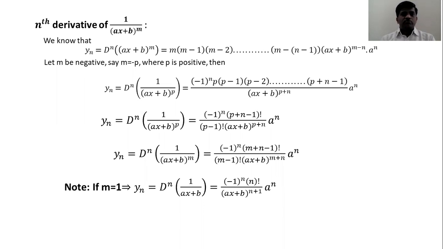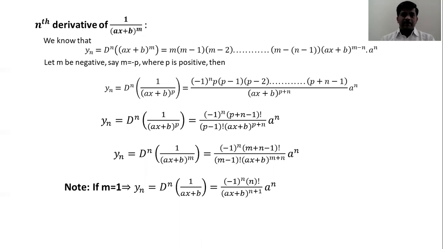Let us take one more nth derivative, of 1 by ax plus b power m. We already discussed in the previous video session that the nth derivative of ax plus b power m is m into m minus 1, m minus 2, and so on, m into m minus of n minus 1, into ax plus b power m minus n into a power n.